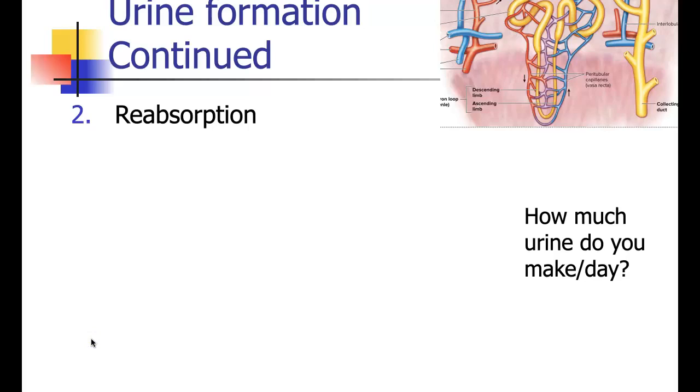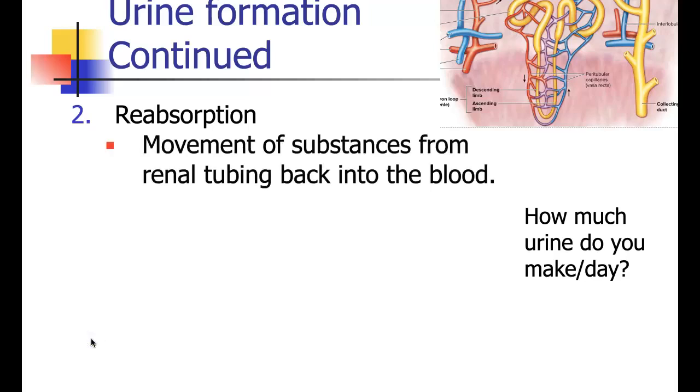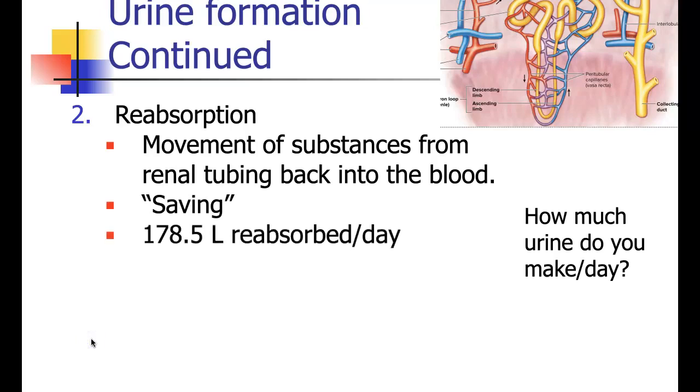So once you've pushed all that blood volume, all that plasma, into the filtrate, then reabsorption happens. This is, again, moving substances from the renal tubules back into the blood. This is how we save stuff. We pushed a bunch of things into the urine, and now we want to bring stuff back in. So we're going to save the things that we want to save. This is going to be a lot: 178.5 liters reabsorbed per day. So we're actually reabsorbing most of the stuff that you initially put into filtrate. Most is going to be things like water, but we'll talk about other stuff too.